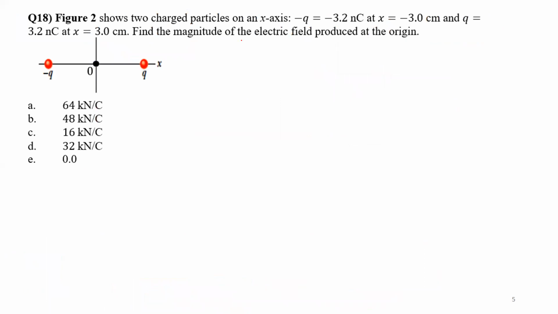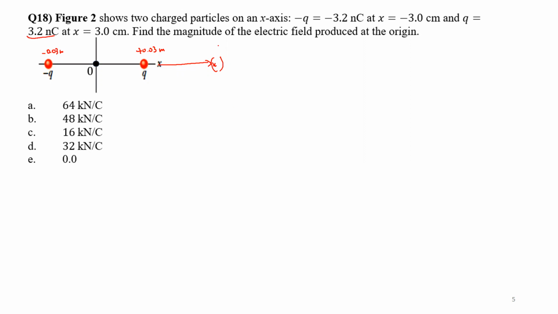Let's solve this problem here. So read the problem carefully. This figure 2 shows two charged particles on the x-axis, and as you can see, this is my x-axis. So minus q is here at a position of minus 3 centimeters. So let me put it in meters, 0.03 meters. And plus q is here at a position of plus 0.03 meters. And I give you, of course, that q is 3.2 nanocoulomb and minus q is minus 3.2 nanocoulomb.